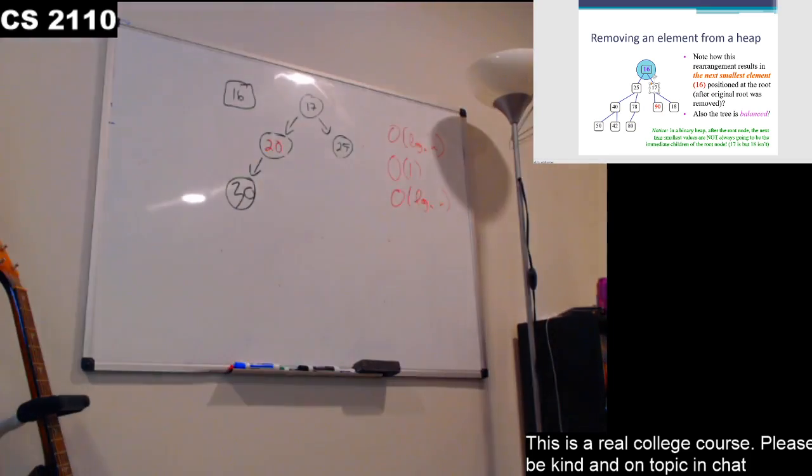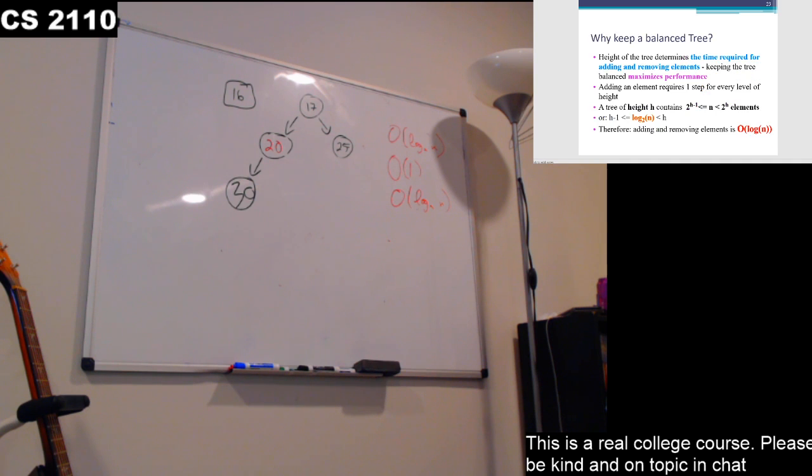Any questions about remove? So again, why keep a balanced tree? It makes sure that everything is log, adding and removing elements in a worst case is log base 2 of n. Now I'm going to blow your mind, because these heaps are not implemented like we've implemented binary trees. We can implement these heaps with arrays.